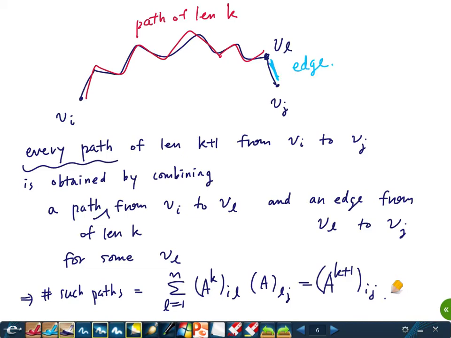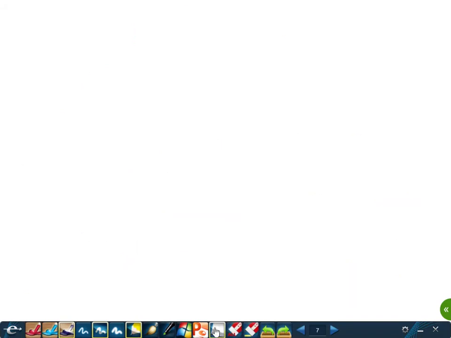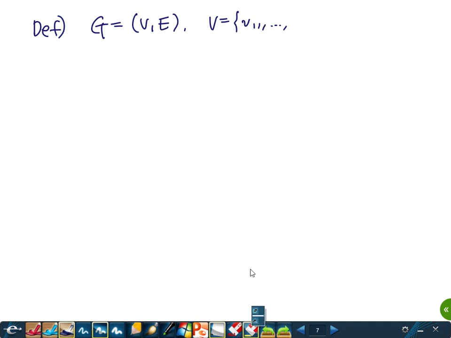Okay. And so this is the proof. So there's another way of representing a graph. It's called using incidence matrix. So G = (V, E), where V is the set of vertices, V1 to Vn, and E is a set of edges, and let's say there are m edges like this. And of course, each Ei is a pair of two vertices.